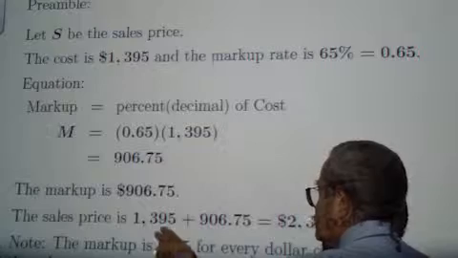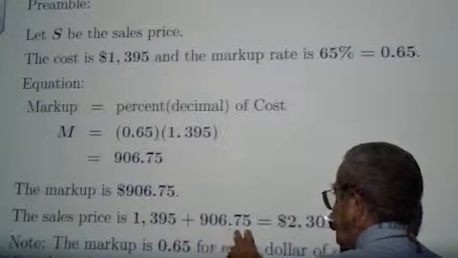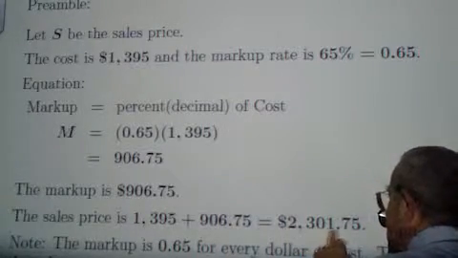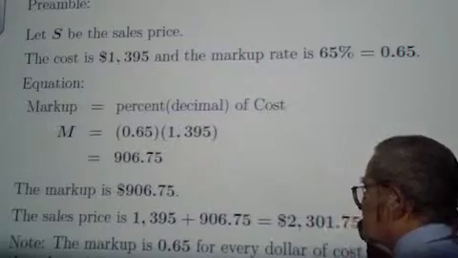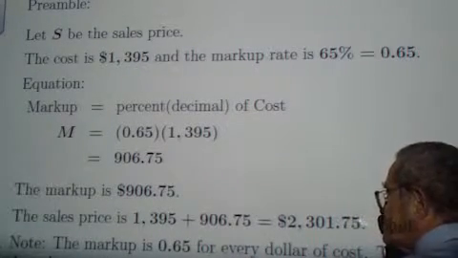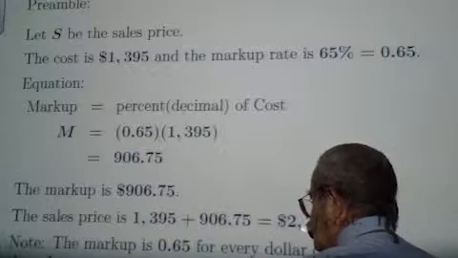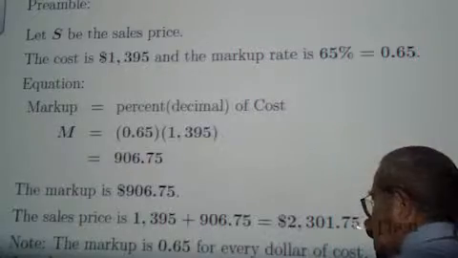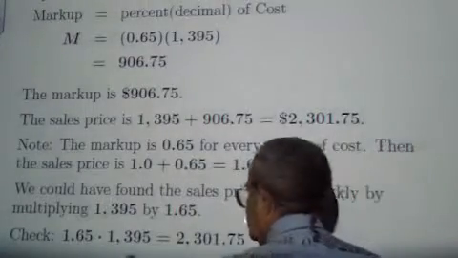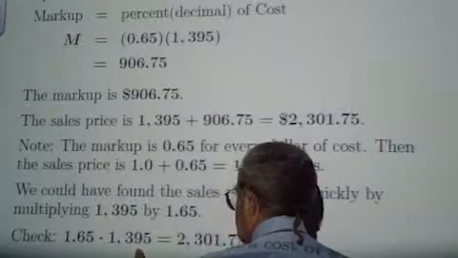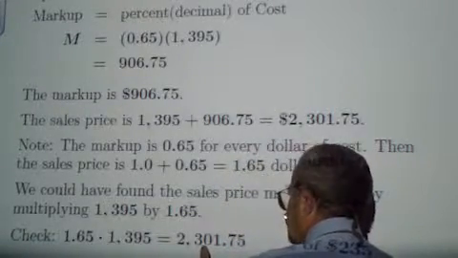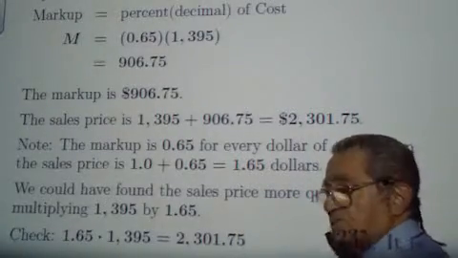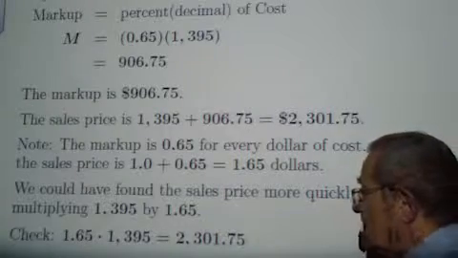So 1,395 plus 906.75 or $2,301.75. The markup could also be said as 0.65. The cost is 1.0. The cost plus the markup for every $1 is $1.65. So 1.65 of 1,395 is also 2,301.75. This is another way of doing it, maybe a better way, a quicker way, a more compact way.